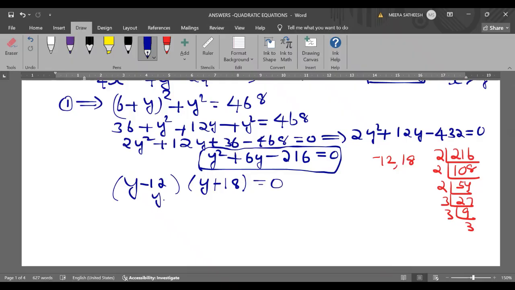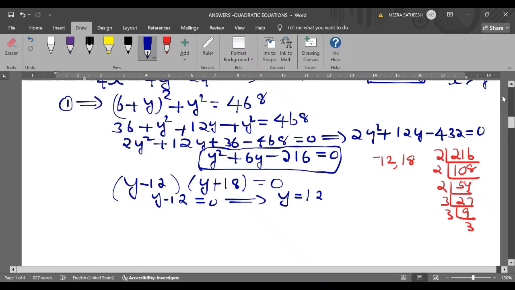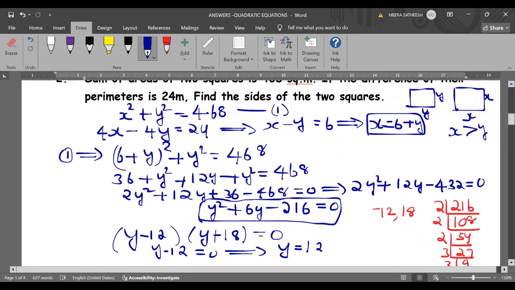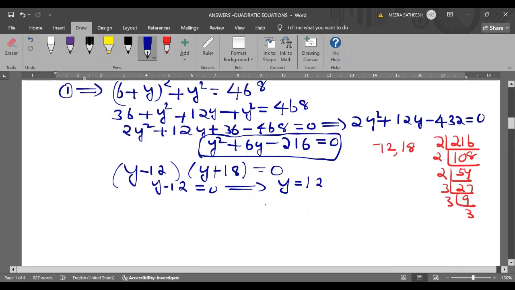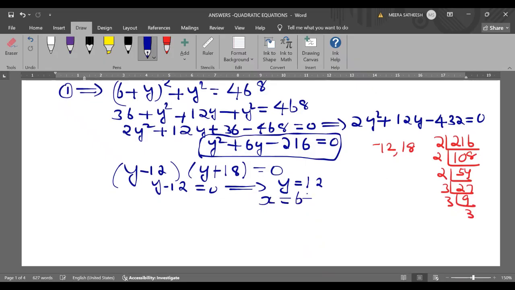So y minus 12 is 0. That means y equal to 12. y plus 18 is 0, then y is minus 18. So that no need to take. Only this y equal to 12 we can consider. Now we have to find x, no. x is what? x equal to 6 plus y. So 6 plus 12, 18.